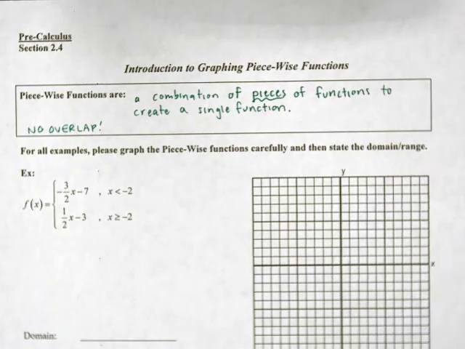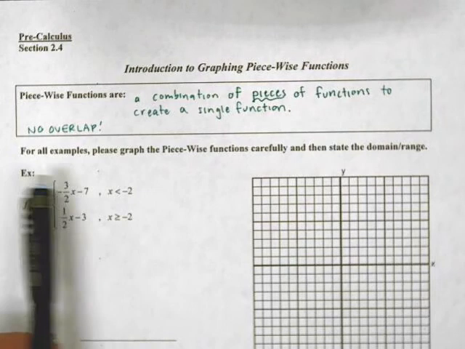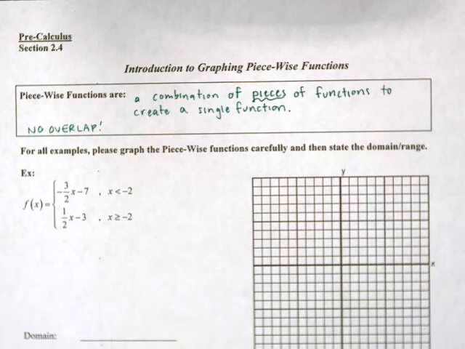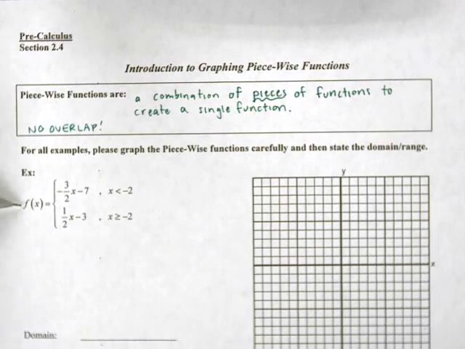Okay, so let's take a look here at example number 1. What does it say to do? It says we're going to graph the piecewise function and then state the domain and range. Okay, so we have a function. It's made up of two lines. How do we know this? Exponent of 1, right? So we have two linear functions here.